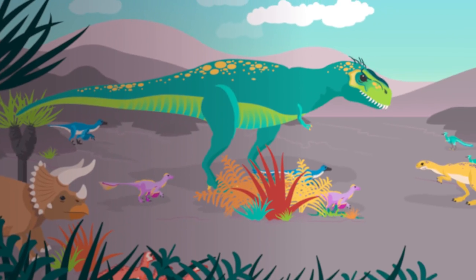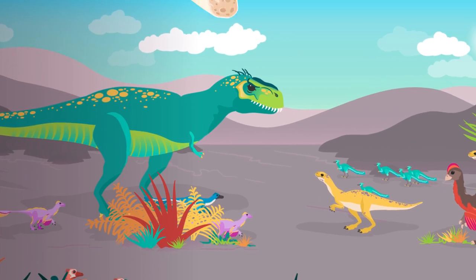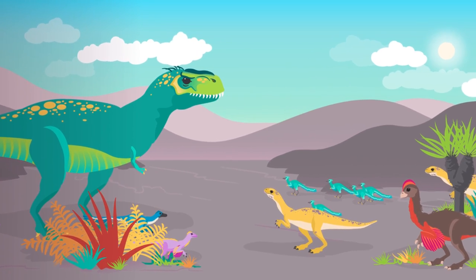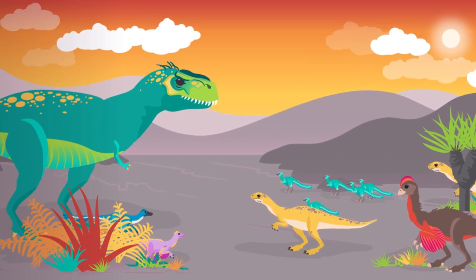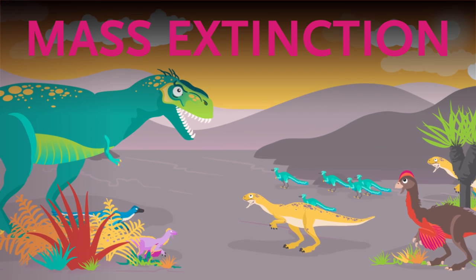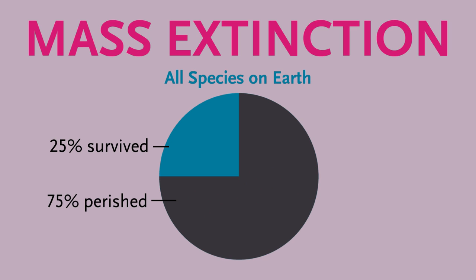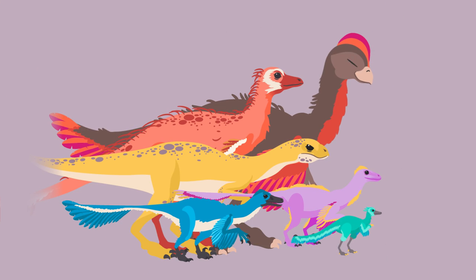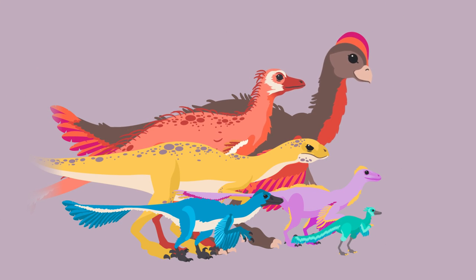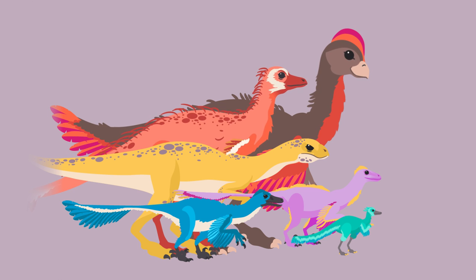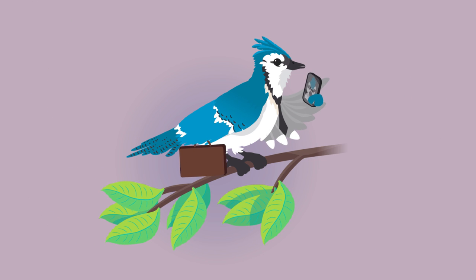One day, 66 million years ago, an asteroid struck what is now the Yucatan Peninsula. The catastrophic force of the impact set off a mass extinction event. It is thought that nearly 75% of the species on Earth perished, including most dinosaurs. But some dinosaurs survived. In fact, small-beaked dinosaurs gave rise to modern birds.